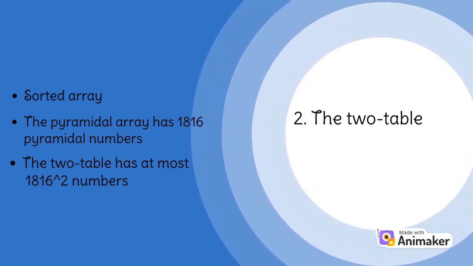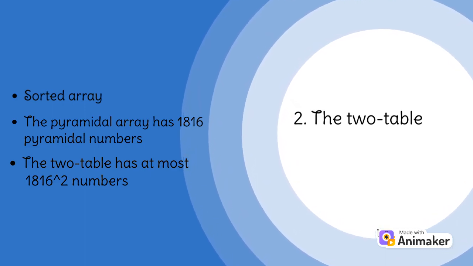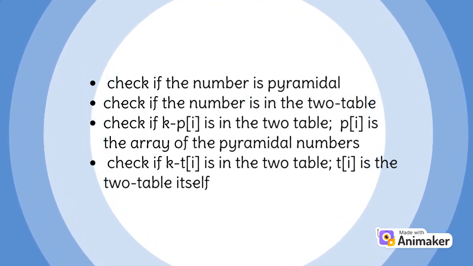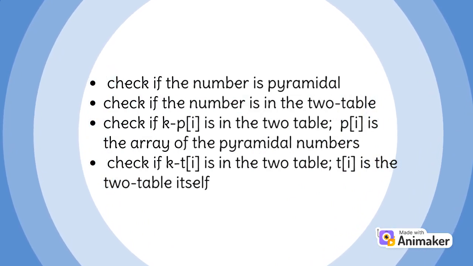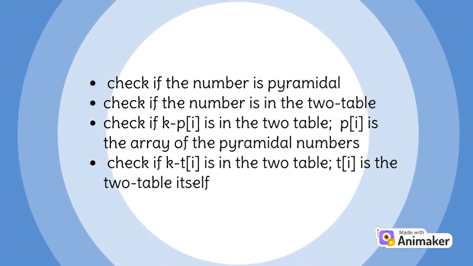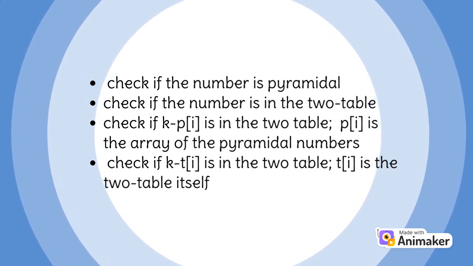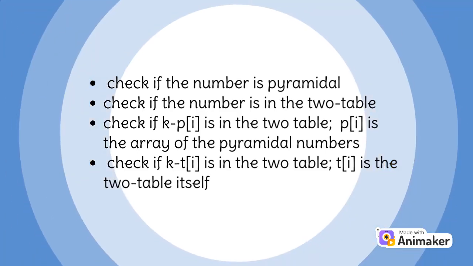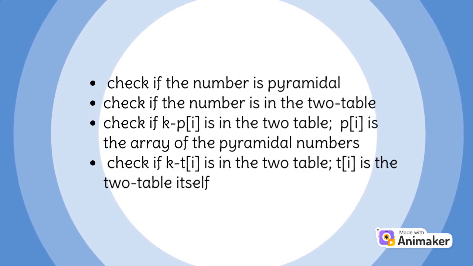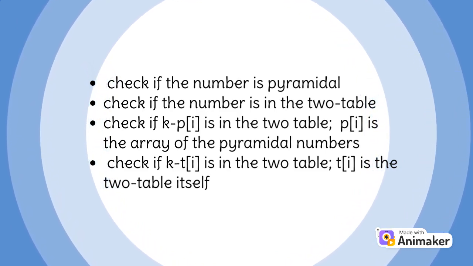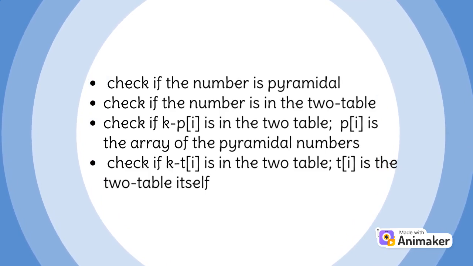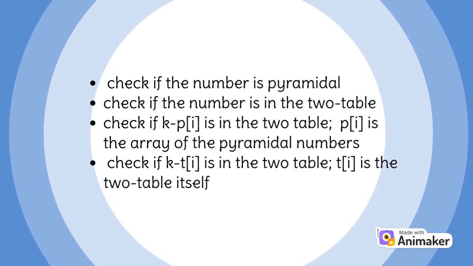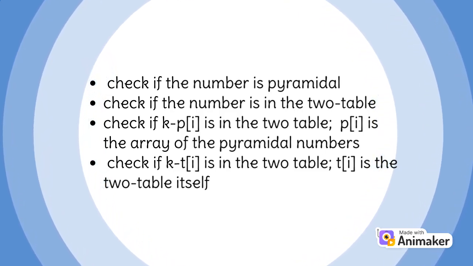At this point, if we want to find the combination of pyramidal numbers for a given number k, we can first check if the number is pyramidal. Check if the number is in the two-table. Check if k minus p of i is in the two-table, where p of i represents the array of the pyramidal numbers. Check if k minus t of i is in the two-table, where t of i represents the two-table itself. Notice that we won't check for the sum of five pyramidal numbers, because there are only 241 known numbers up until a billion that need to be represented by five pyramidal numbers. We can leave those numbers aside from the beginning.